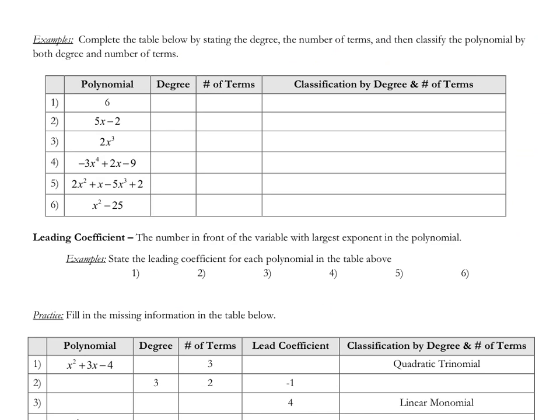Alright, so let's do some examples here. We're going to complete the table by stating the degree, the number of terms, and then classify the polynomial by both degree and number of terms. For the first example, we don't see a variable here, so we're assuming that that's x to the 0. So this would be degree 0. Number of terms is 1. So classification by degree and number of terms would be a constant monomial.